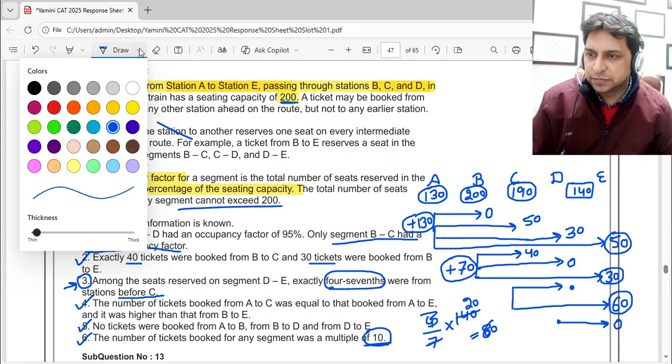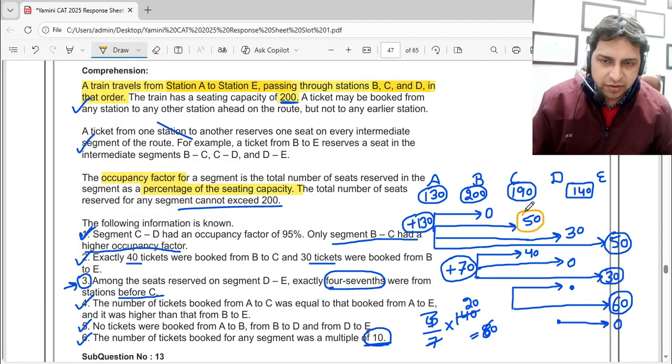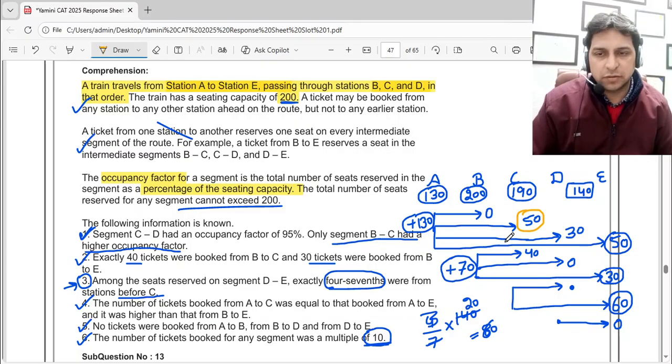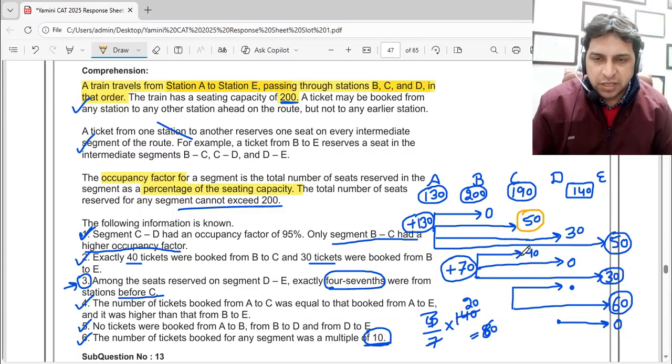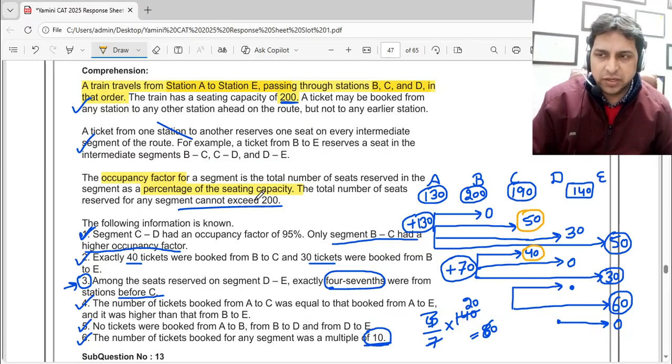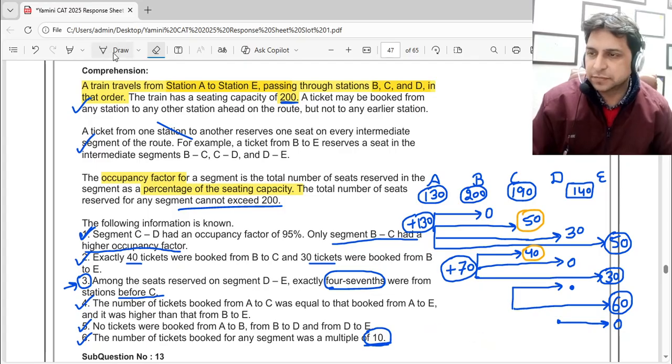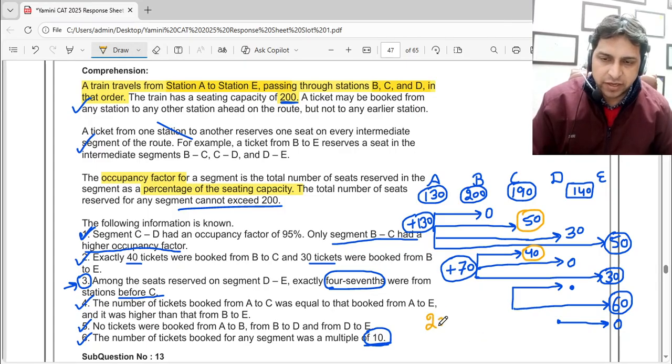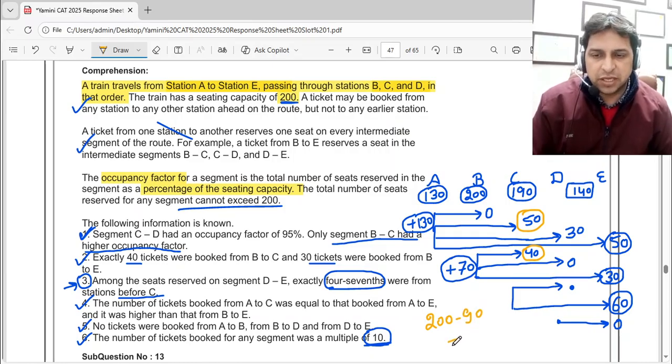these 50 people deboarded the train because they were supposed to deboard the train. They have taken the ticket only from A to C. And these 40 people also deboarded the train because they took the ticket from B to C. Out of 200, 90 people deboarded the train, so the remaining was 110. So out of the 200 who were at B, 90 deboarded the train. Now they are only 110.